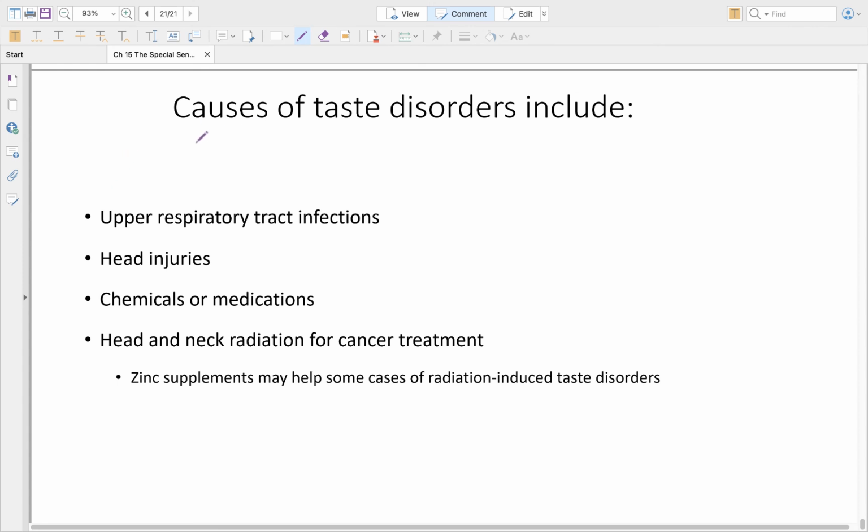Disorders of the taste, there's a handful. Usually they're caused by an infection, an injury, medications, things like that. There are more issues with the sense of smell than the sense of taste.